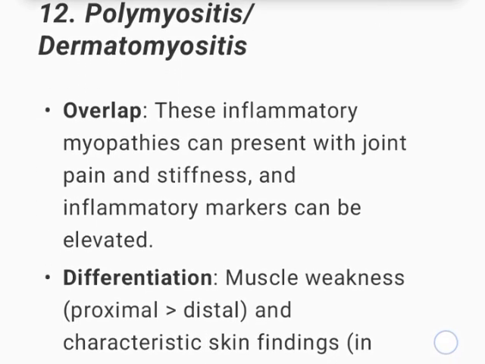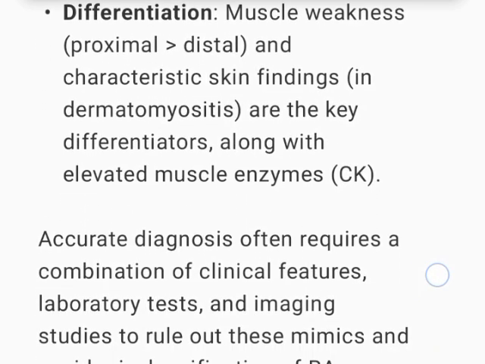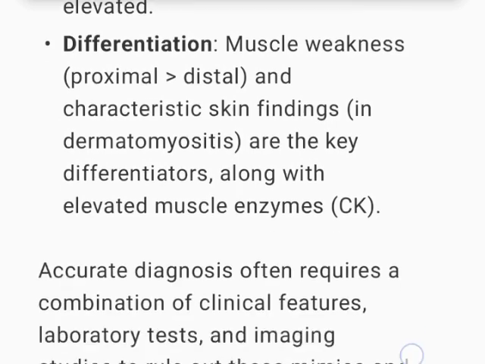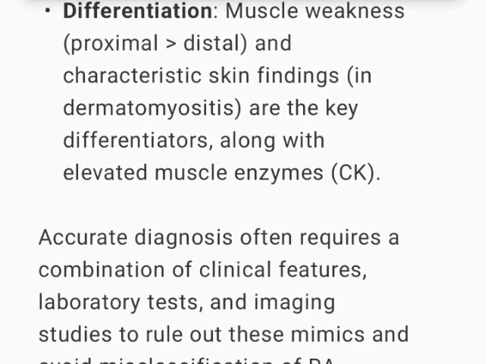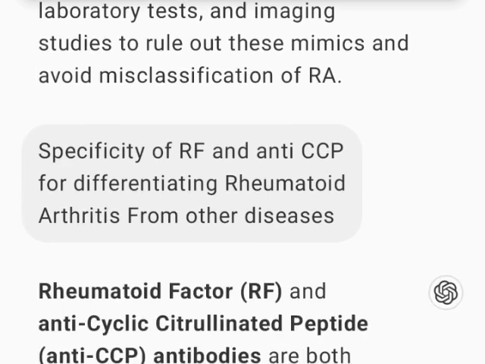12. Polymyositis, dermatomyositis. Overlap. These inflammatory myopathies can present with joint pain and stiffness, and inflammatory markers can be elevated. Differentiation. Muscle weakness, proximal more than distal, and characteristic skin findings in dermatomyositis are the key differentiators, along with elevated muscle enzymes, CK. Accurate diagnosis often requires a combination of clinical features, laboratory tests, and imaging studies to rule out these mimics and avoid misclassification of RA.